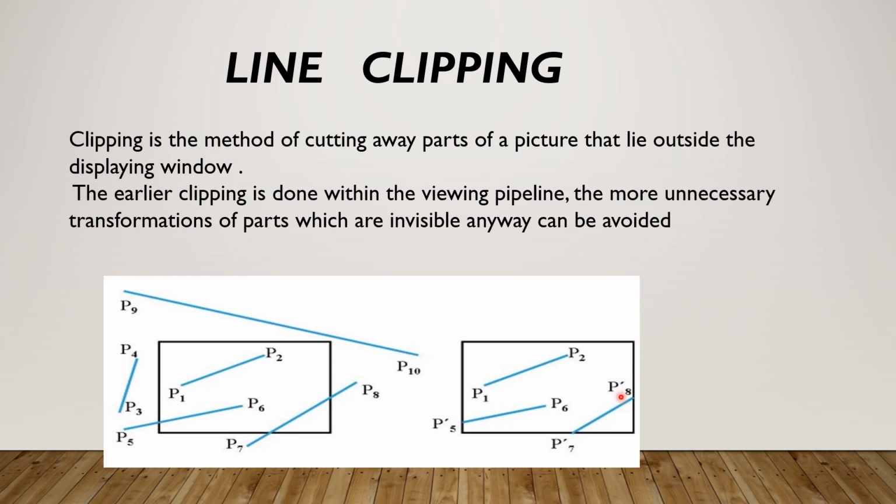This is an example of line clipping. Here P6 and P10 are outside the window, and even the line P4, P3 is outside the window, so it gets clipped. And P5 is outside the window, and until the window it has been cut into P5 dash, so it is present until there. It is similar in the case of P7 and P8 also.